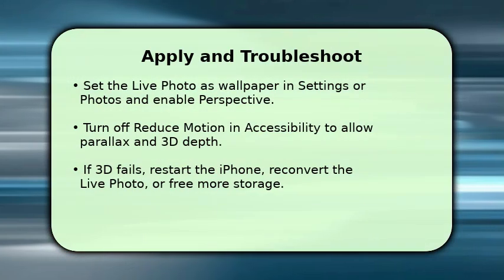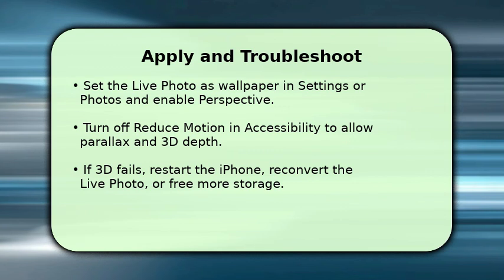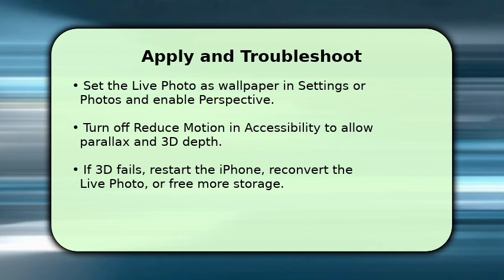Open Photos, tap the live photo, and choose Use as Wallpaper from the Share menu. In Wallpaper, preview Enable Perspective and make sure Still is not selected. Alternatively, set the live photo in Settings Wallpaper and assign to lock screen or both screens.